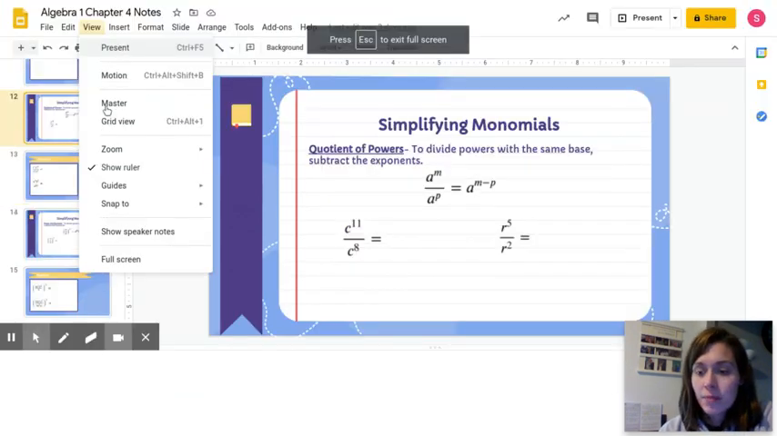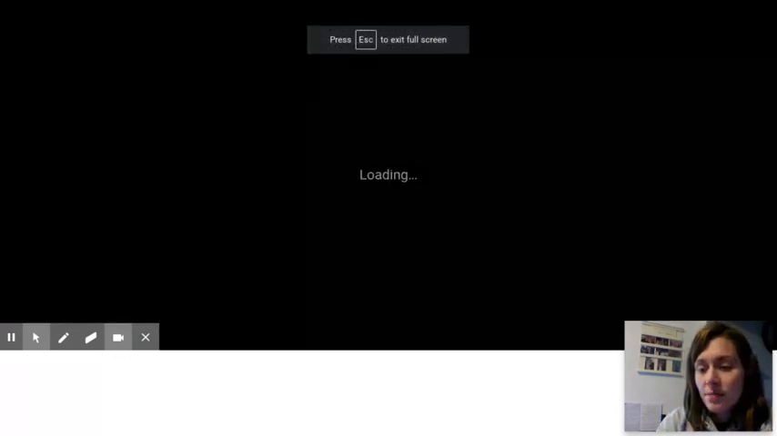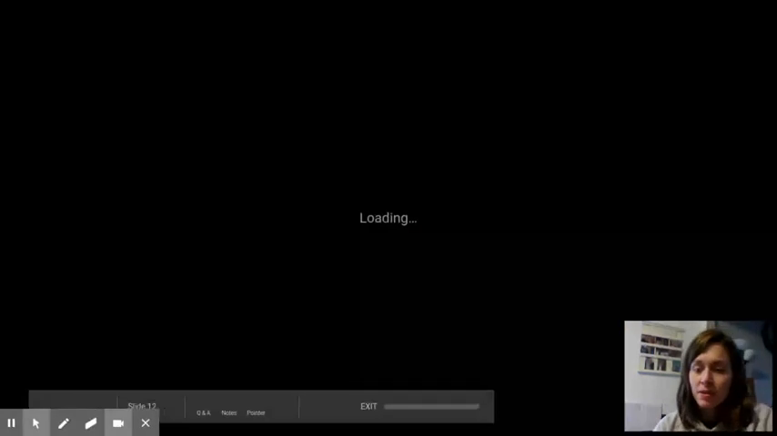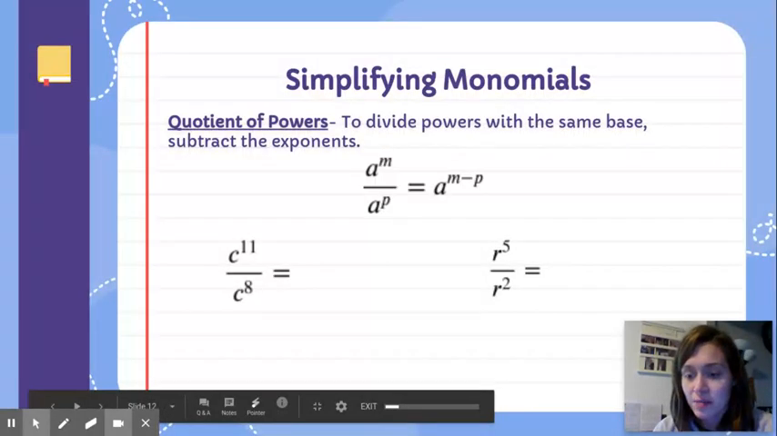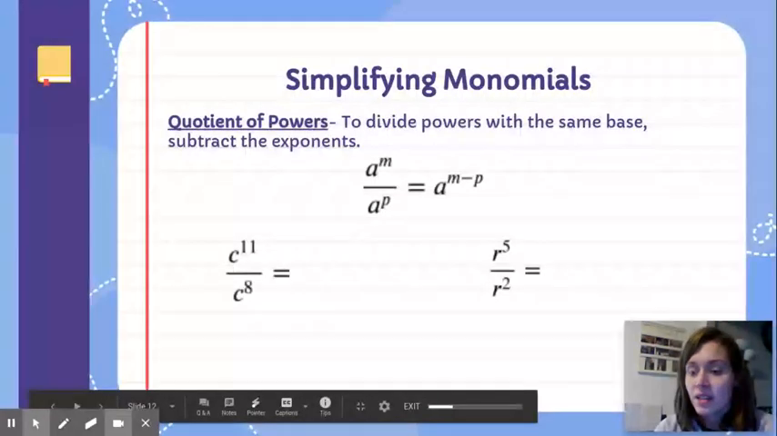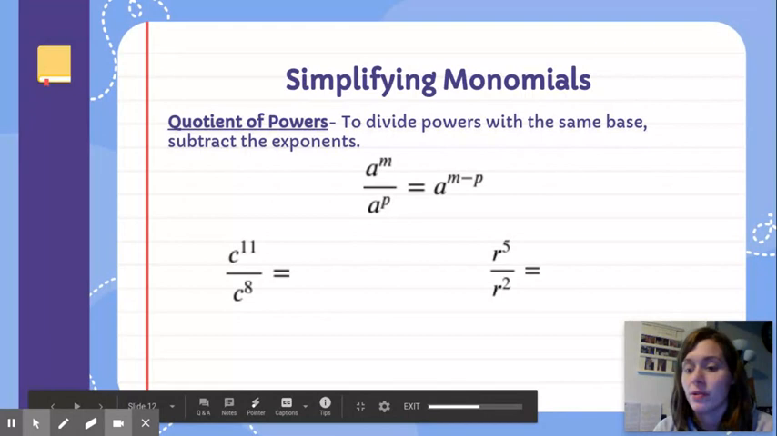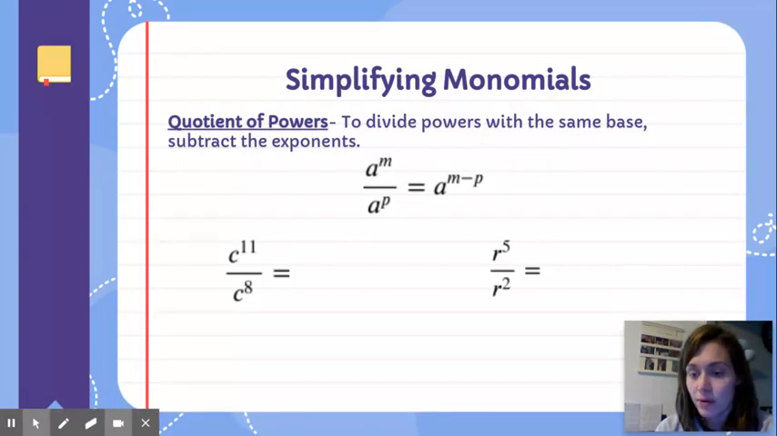So if you remember our last lesson, we were simplifying monomials, specifically by multiplying them. We were adding the exponents to simplify powers of powers, or exponents with exponents, we were multiplying the exponents. So today we're going to look at dividing and what we do when we divide powers, and then also what happens if we have zero and negative exponents. So let's get started. Go ahead and flip in your notes to where we left off.